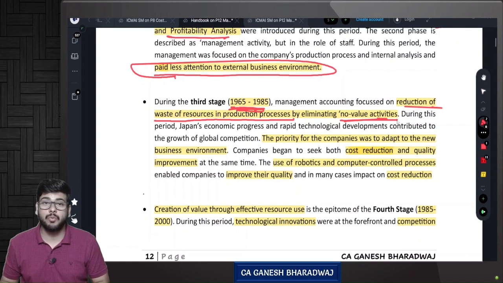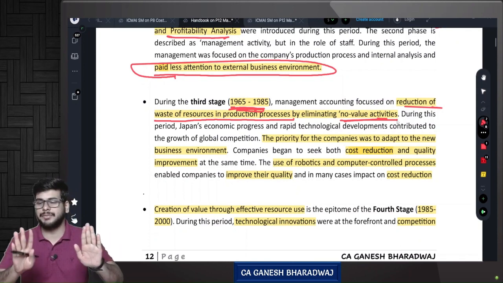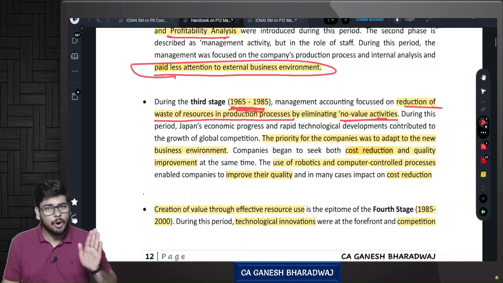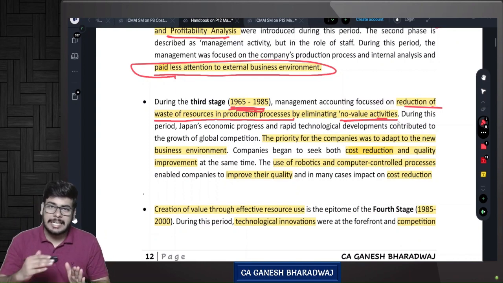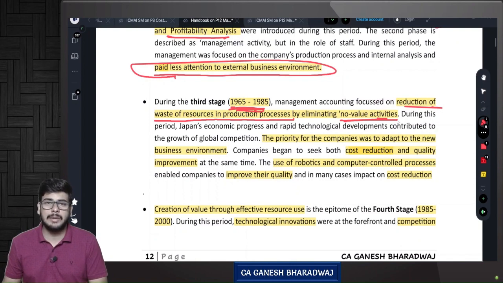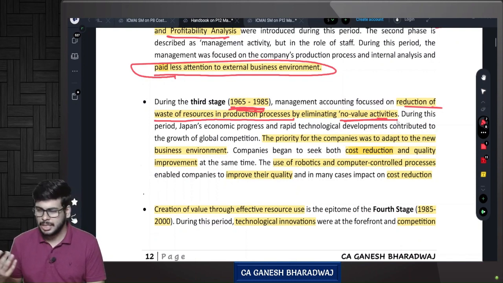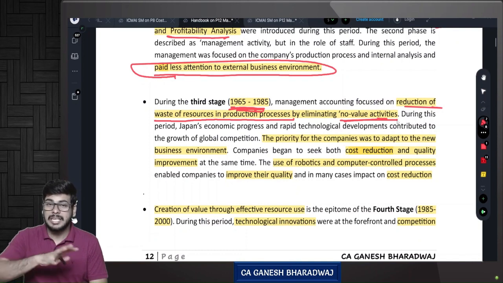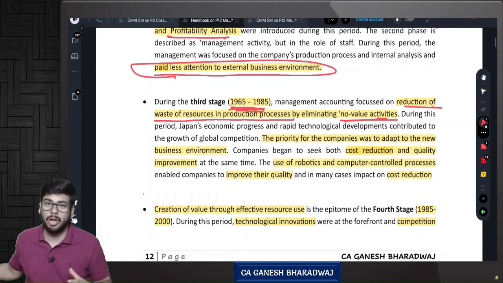Now what they did was they started analyzing every activity. They classified the activity into value added activity and non-value added activity. What do you mean by value added and non-value added activities? An activity that adds value to my production process is called a value added activity. An activity that does not add value to my production process is called a non-value added activity. They identified this and they were actually focusing on removing all the non-value added activities. Are you clear with this?